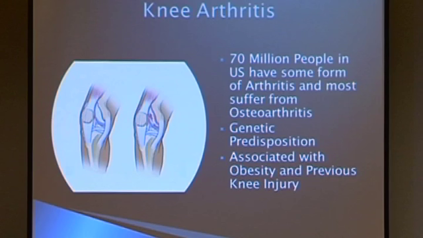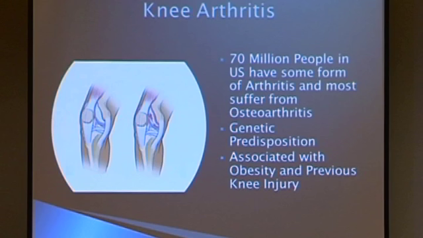The next thing I'd like to talk about is knee arthritis, and this is probably the most common thing you see in your office, and it's certainly the most common thing that I'm seeing in my practice right now. 70 million people in the United States have some form of arthritis, and most, of course, suffer from osteoarthritis. There's certainly a genetic predisposition to this, and it's also associated with obesity and previous knee injury.